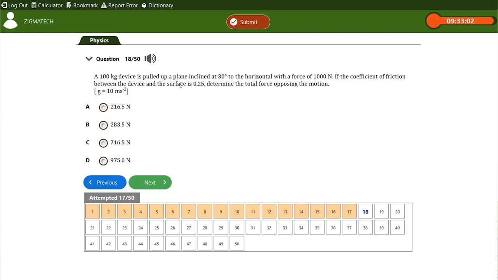A 100 kg device is pulled up a plane inclined at 30 degrees to the horizontal with a force of 1000 Newton. If the coefficient of friction between the device and the surface is 0.25, determine the total force opposing the motion. Take g as 10.